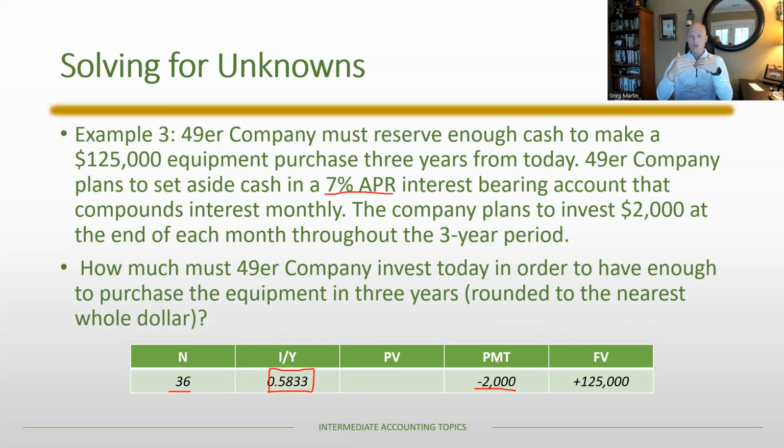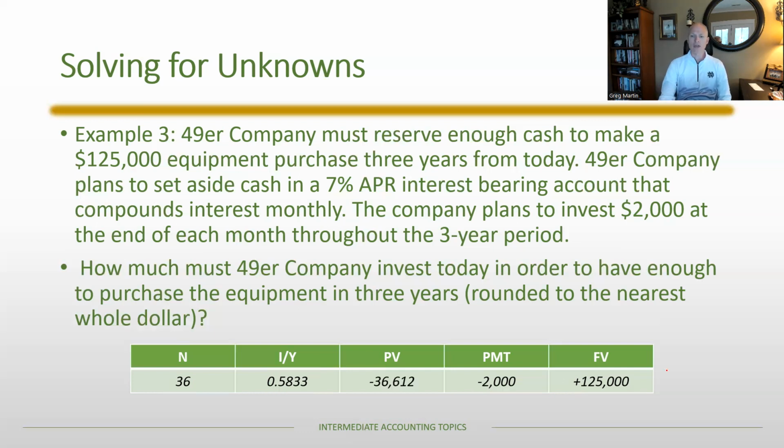Hopefully that shows you why the payment is negative and why the future value is positive, because the cash flows are going in opposite directions. This is where you do need to really pay attention to the sign. The payment being negative and the future value being positive is very important, because if you didn't do it, you would get an incorrect amount.